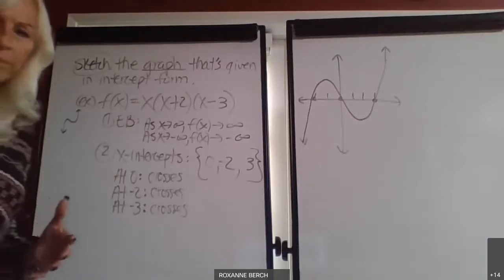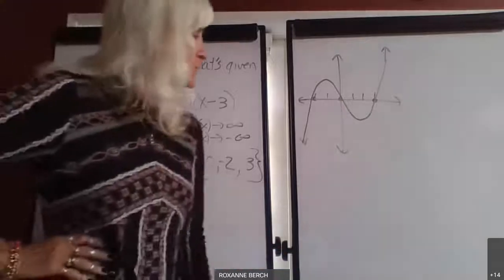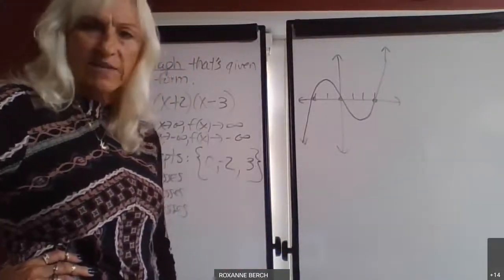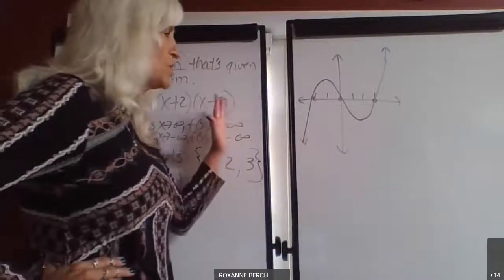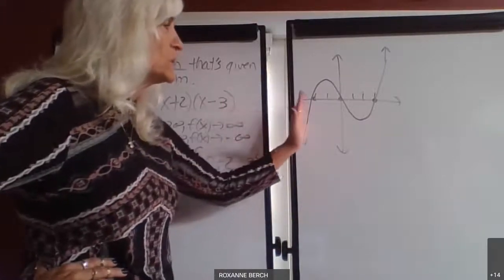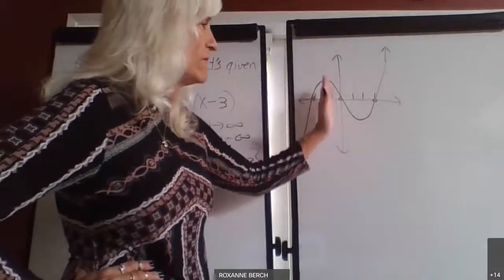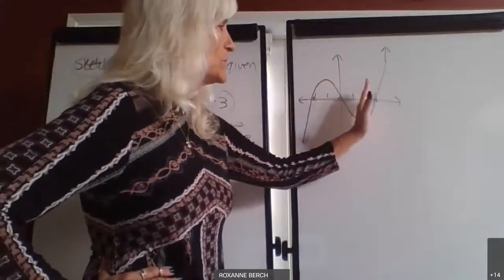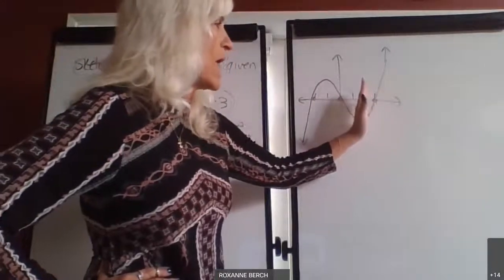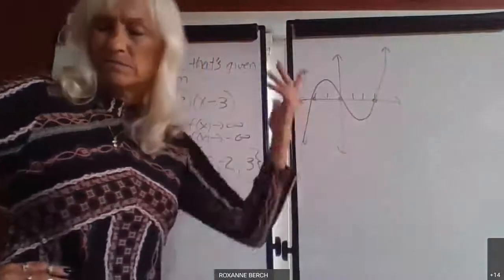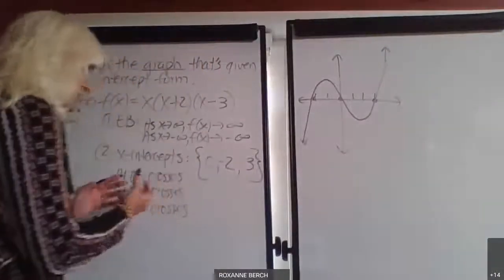The book, let me just tell you what the book says. The book is wanting you to show the intervals of positive and negative. So it's wanting you to show that from negative infinity to negative 2, it's below. From negative 2 to 0, it's above. From 0 to 3, it's below. And from 3 to infinity, it's above. But big waste of time. Let's just do the multiplicity.